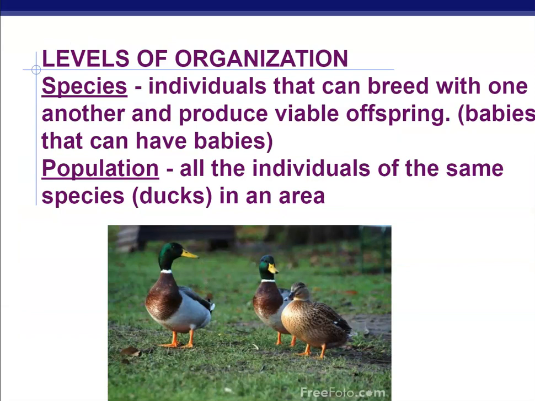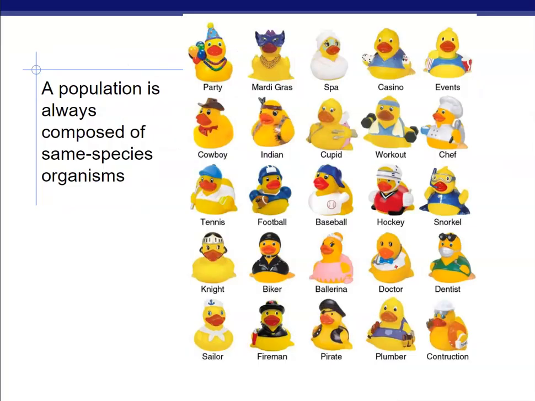All right, so here you're going to get all of that vocabulary I was talking about before. So a species, these are individuals that can breed with one another and produce viable offspring. So I always think about that as they can make babies that can have babies of their own. Population are all of the individuals of the same species in a particular area. So if we're talking about ducks in this case, all of the ducks of the same species that can interbreed. So again, a population, these are organisms that can breed with each other.